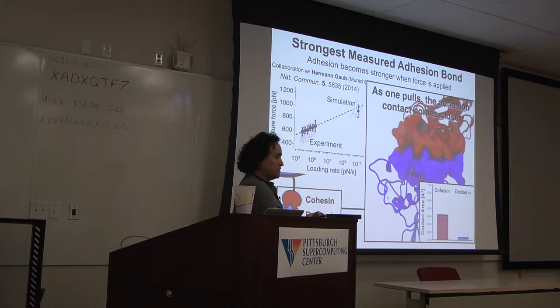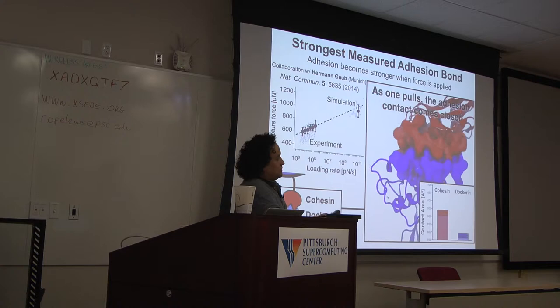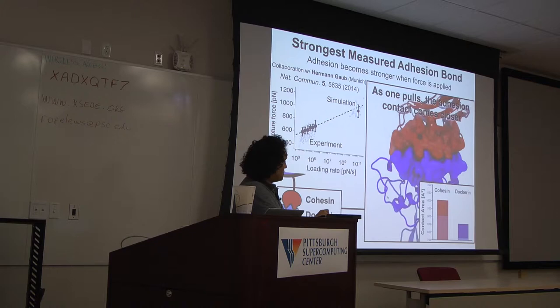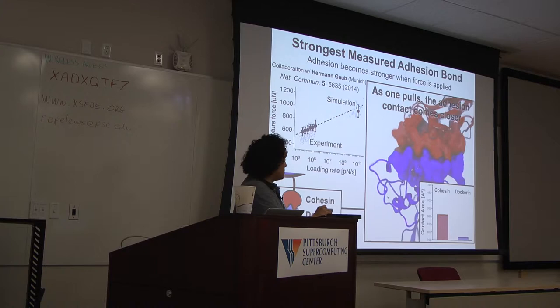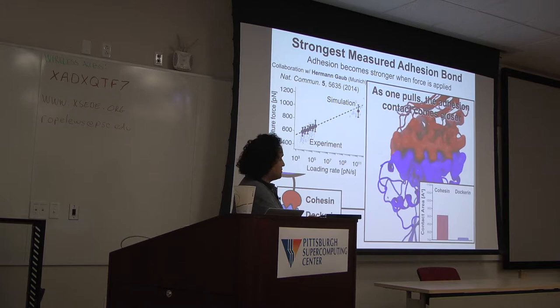This was a very interesting observation, and it also shows what you can do with simulations. You cannot really see this otherwise. The only way you can look at this is if you perform the simulation, where you have every atom in the system, including side chains, an atomically detailed picture of the system. This was published in Nature Communications, 2014, if you are more interested in this study.